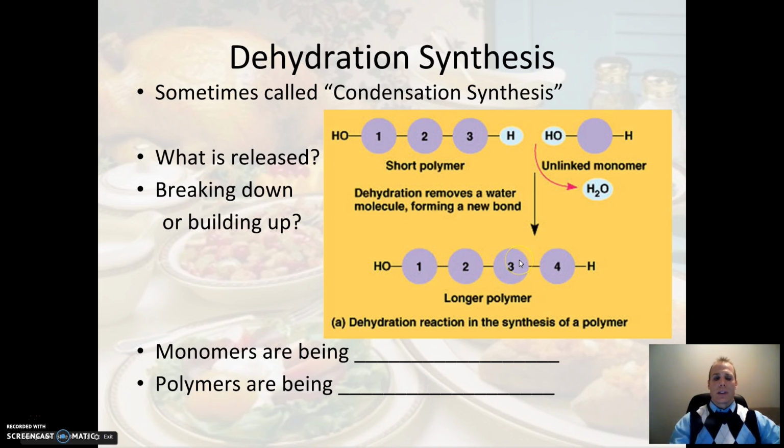So how do you link monomers to make polymers? Test question. You do that through the process of dehydration synthesis. And what is being released? You release water.